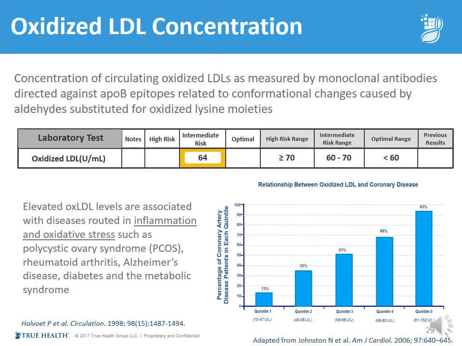And elevated oxidized LDL levels are associated, as you might expect, with diseases that have coexisting inflammation and oxidative stress. To name a few: polycystic ovarian syndrome, rheumatoid arthritis, Alzheimer's disease, diabetes, metabolic syndrome, perhaps other autoimmune diseases. And you can see from the bar graph on the right that there is a nice correlation between oxidized LDL and the presence of coronary artery disease.